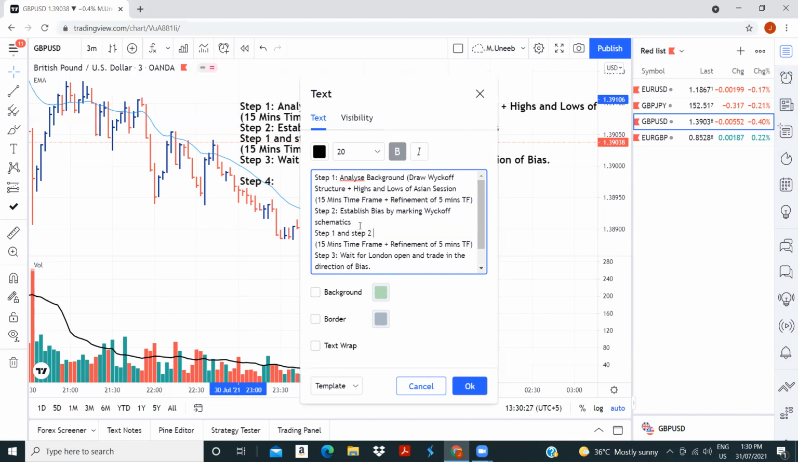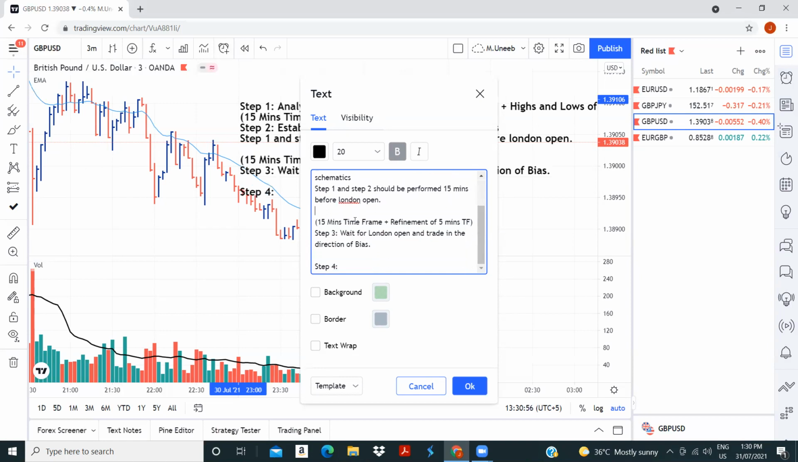I think sometimes it's difficult to establish bias before London Open because we have to continuously do the refinement. I will give you an example of how to do refinements. I will tell you every entry technique. In this webinar we will cover basically the London session and then the New York session, both of them.